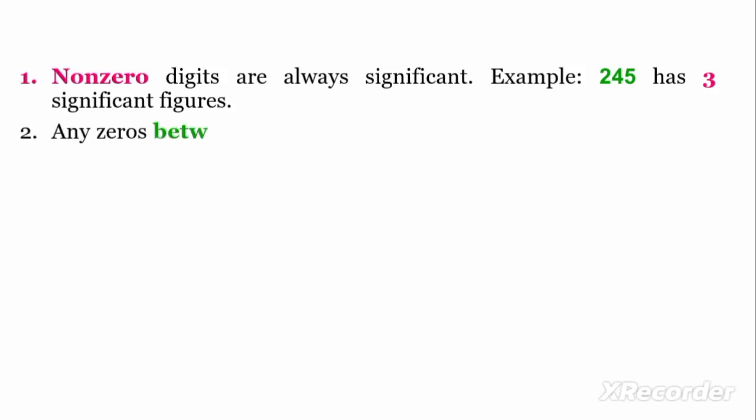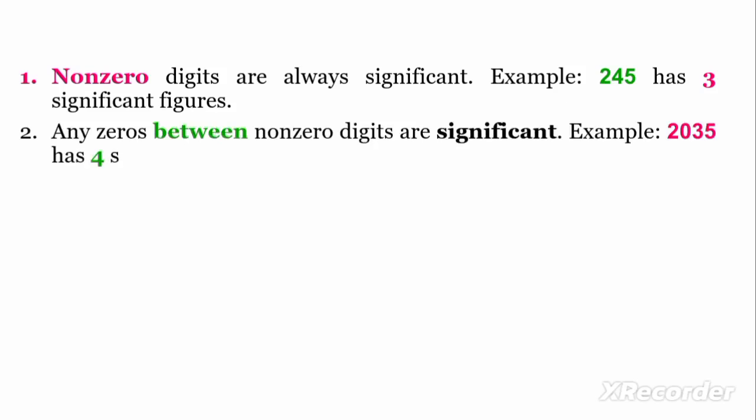Rule number 2, any zeros between non-zero digits are significant figures. For example, we have 2035 here. So 2035 has 4 significant figures. Why are we saying so? We can see that this 0 is between 2 and 3. So therefore, this one is considered to be one of the significant figures.